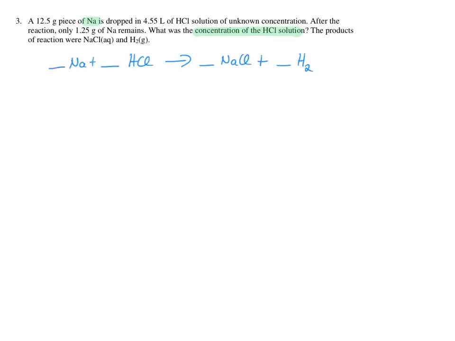The question makes it clear that sodium is reacting with HCl, so those are our two reactants, and we're told explicitly the products are NaCl and H2. So we know the reactants and products; we need to balance. All right, so we have our balanced chemical equation, and we look at our question statement.